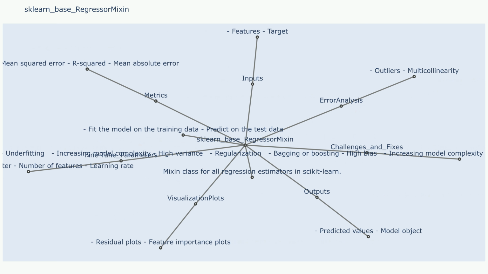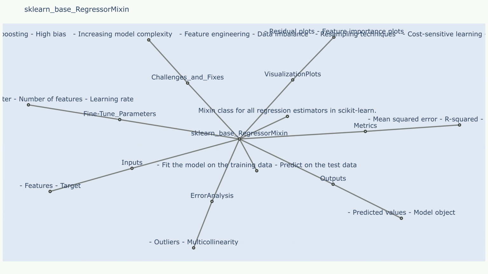Inputs. Training data. This includes the features, the independent variables used to predict the target variable. The features can be represented as a NumPy array or a pandas DataFrame. Target variable. This is the variable that the model aims to predict. It should be a NumPy array or a pandas Series.